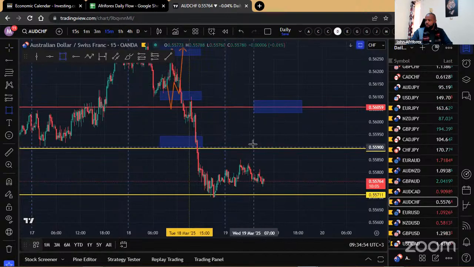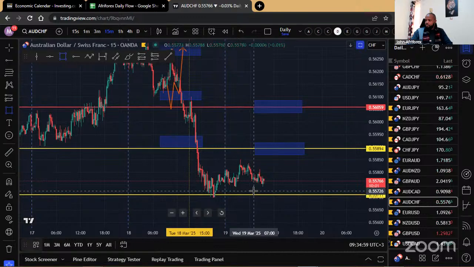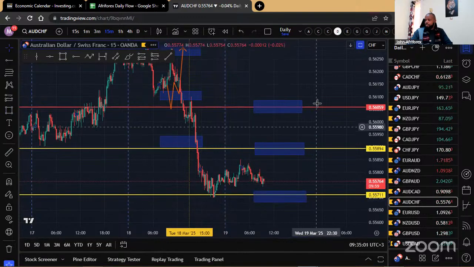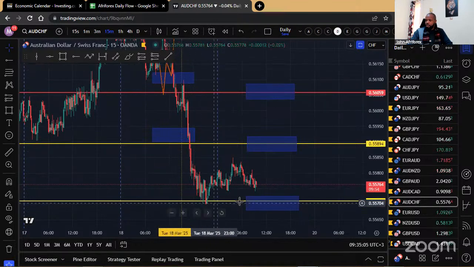So for this one, for today, we're going to be trying to see whether we can get some selling opportunities. The big boys do seem quite interested in the CHF pairs, and it's also quite evident based on how the market came down.